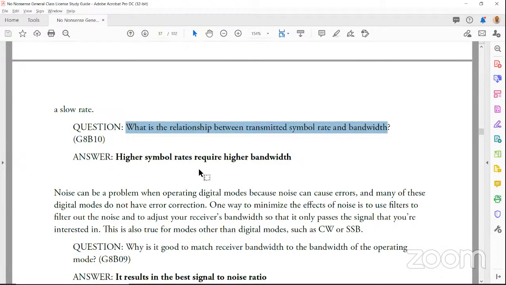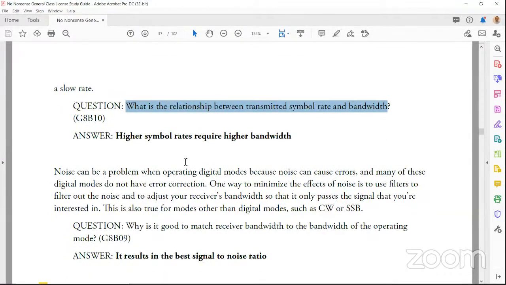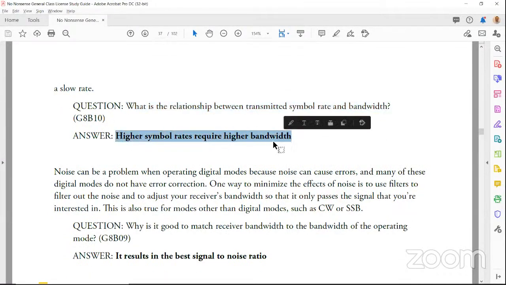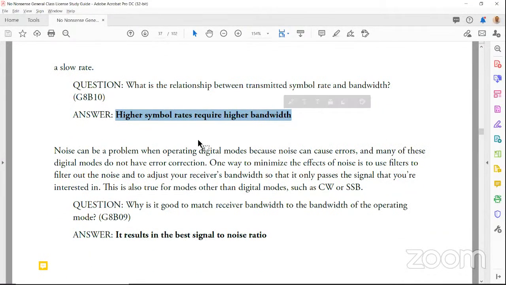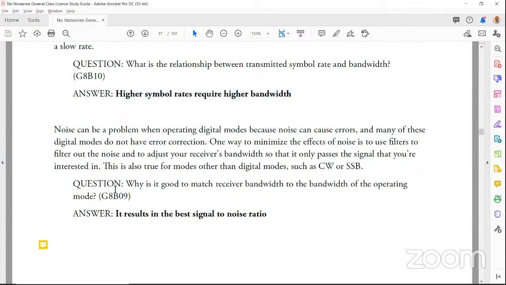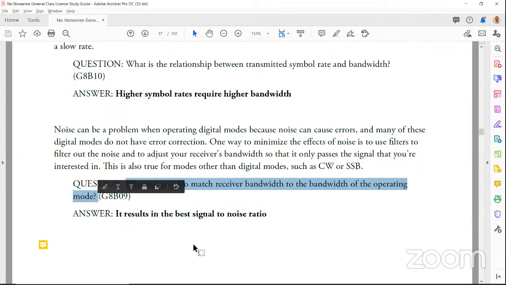What is the relationship between transmitted symbol rate and bandwidth? So we discussed that also in the last class, and we had said that the higher the symbol rate, the higher the bandwidth. So directly proportional. Easy peasy? All right. So let's go again. Why is it good to match receiver bandwidth to the bandwidth of the operating mode?